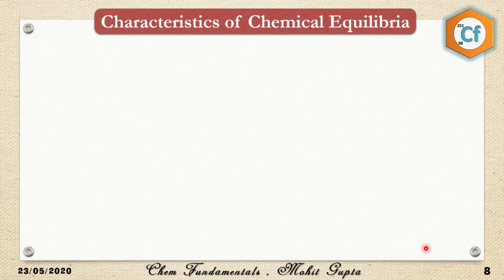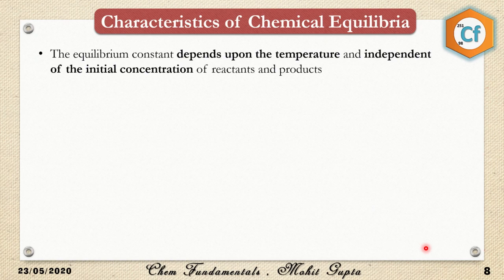Now we'll be talking about the characteristics of chemical equilibrium. So first of all, as I have already told you, the equilibrium constant is dependent on temperature. Why does it depend upon the temperature? Because on changing the temperature, the volume of the solution changes. And if the volume of the solution changes, the concentration terms of the reactant as well as of the product change, which results in a different value of the equilibrium constant.